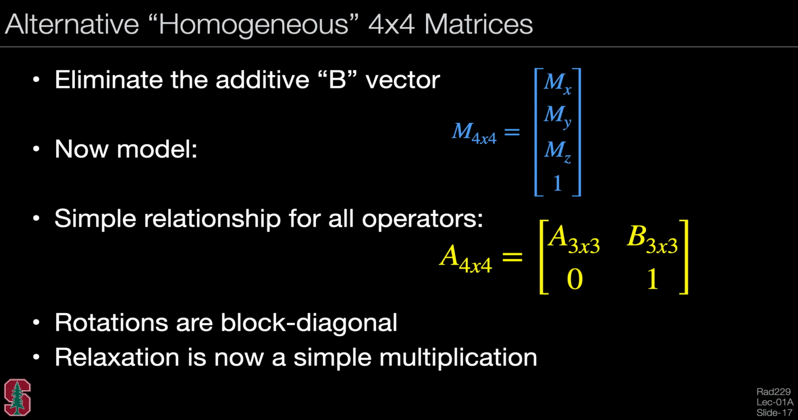And there's a very simple relationship between what we've already seen, which is the 3×3 representation, and the 4×4 representation. It's shown here. In this sort of block diagonal matrix, you can see that the last element will always be 1 because it simply propagates itself. But what we've done here is combine the 3×3 A matrix and the B vector into the top 3 rows of this 4×4 matrix. What this does for us is now relaxation is just a simple multiplication term.